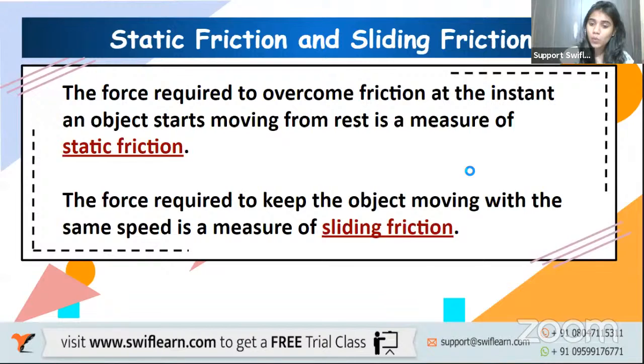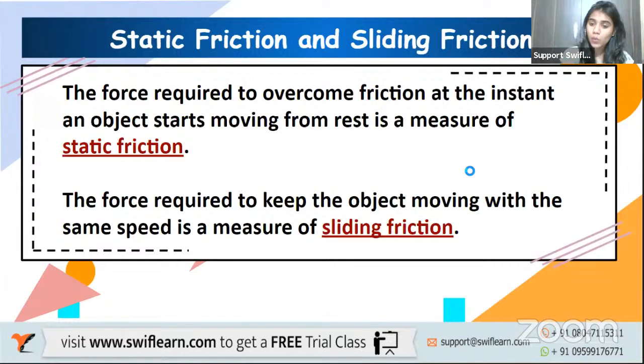The force required to overcome friction at the instant an object starts moving from rest is called static friction. That means the object is at rest, and if I'm trying to push it, the force required to overcome the friction as soon as it starts moving is static friction. So what is static friction? When an object is at rest and you try to push it, the friction acting on the object is static friction.